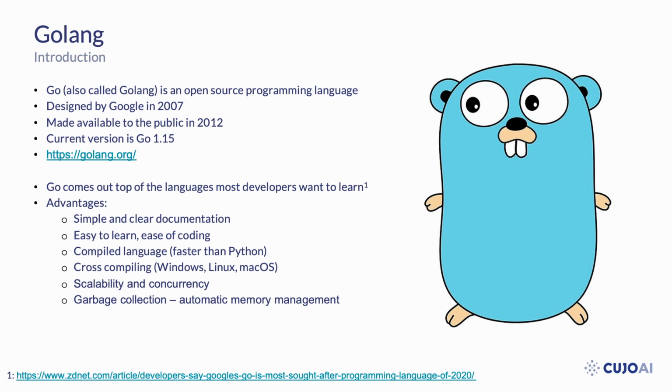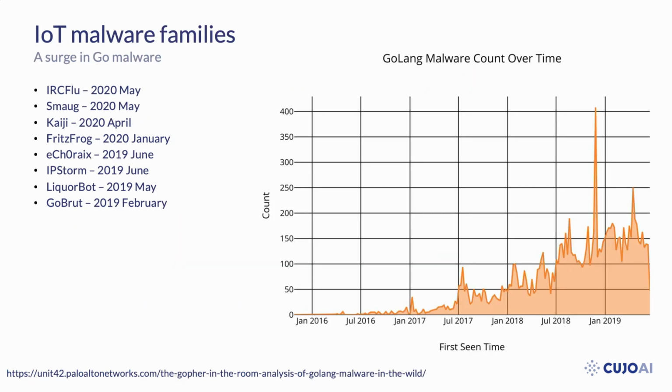Basically, it supports multi-architectures like Windows, Linux, macOS. It has good scalability and it has an inbuilt garbage collection system. We wanted to quickly highlight the fact that there's a noticeable shift on the malware landscape. Go binaries are growing by the numbers, and this trend will eventually continue in the future. The rate in which they are found suggests that this is only the beginning of the Golang malware surge.